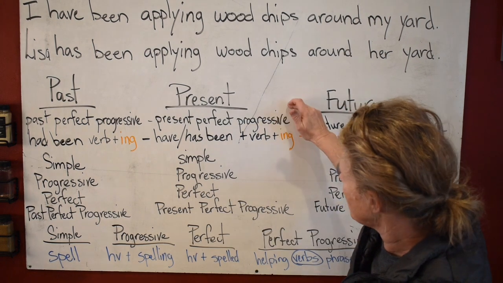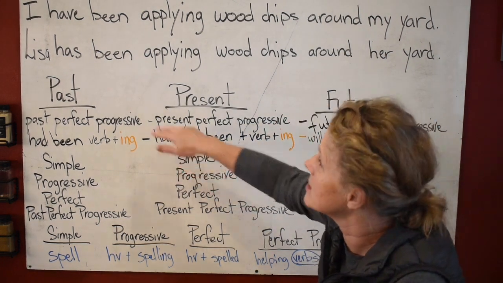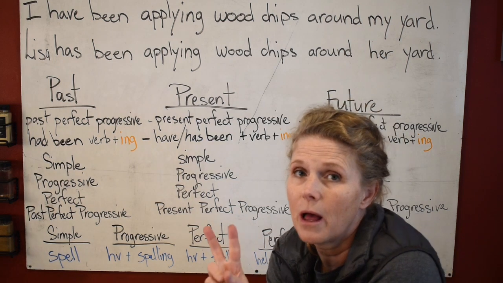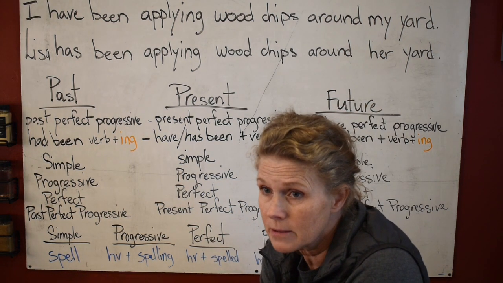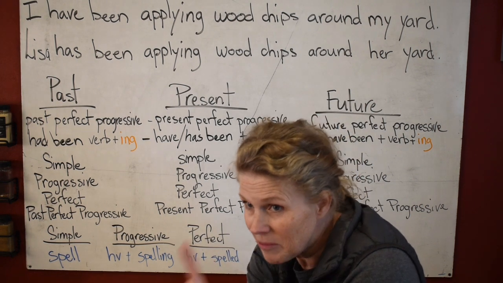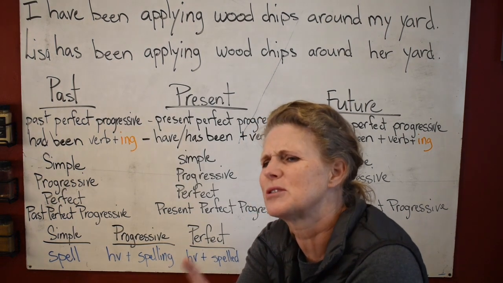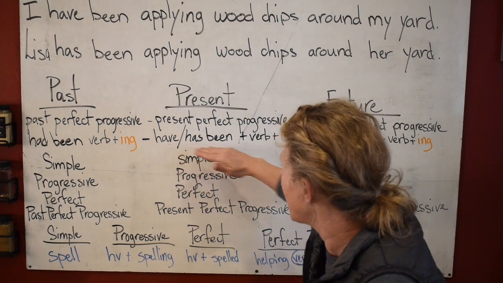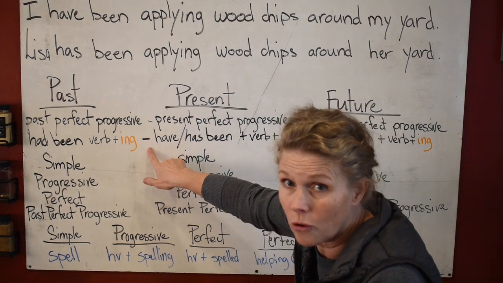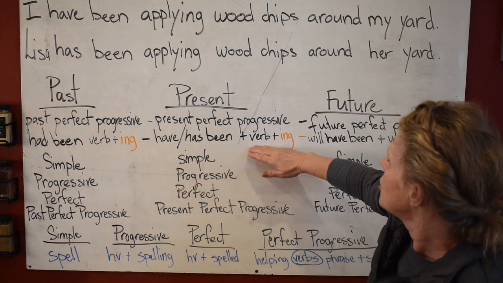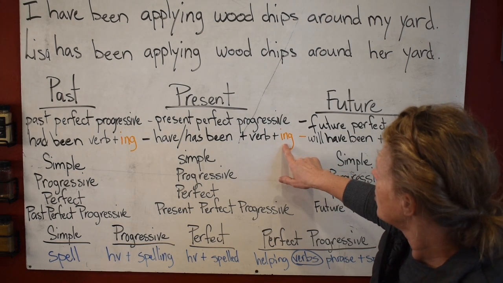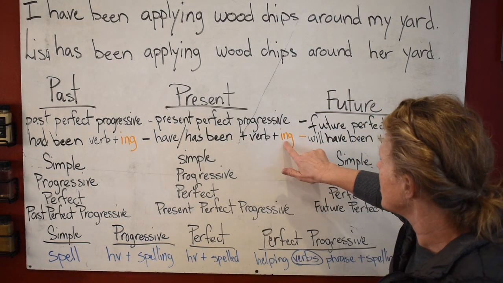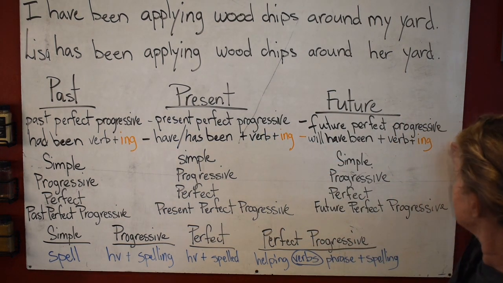Now let's look at the present. So, the present perfect progressive, we're going to use the verbs have or has, just like what we had there, so no confusion. The present is used the most. All right? The present is used the most. Now, what are we going to do in the present? We're going to use have or has been, depending on your subject, plus your verb plus your ing. So, have and has is the present, been is your perfect, and the verb plus your ing is the progressive.